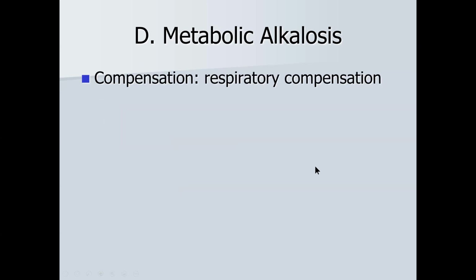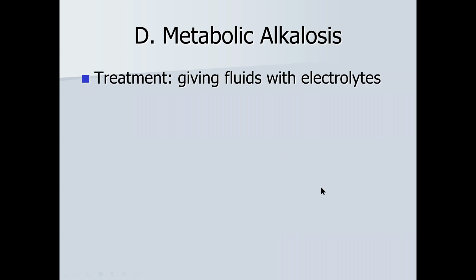We can do respiratory compensation. What do we want to do? We want to increase our CO2. How do we increase our CO2? We slow down breathing. If we slow down breathing, we increase our CO2, and that shifts the equation to the right, and we form more hydrogen ion. Hydrogen ion concentration is the definition of pH, the negative log of hydrogen ion concentration, so we become more acidic.